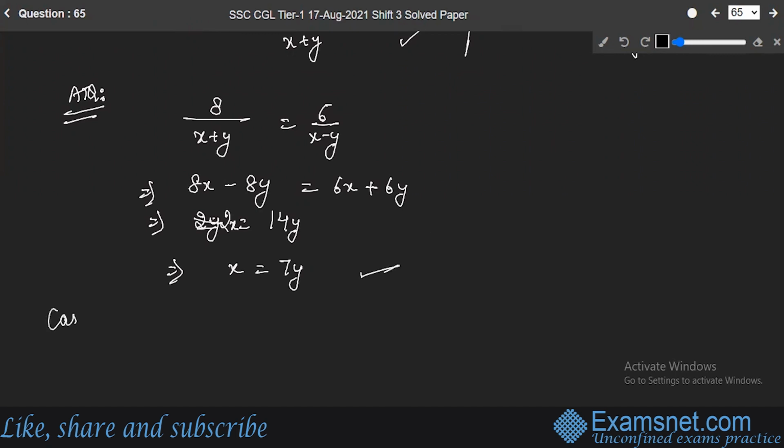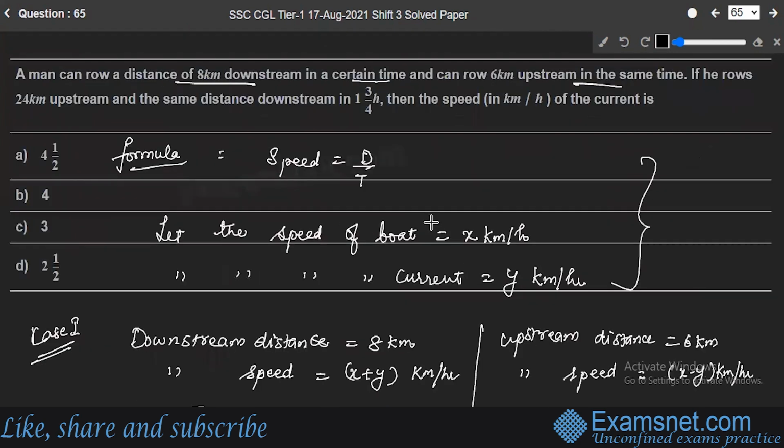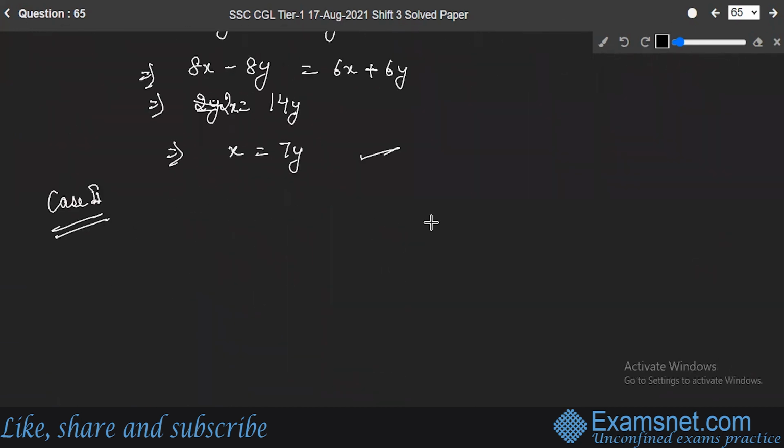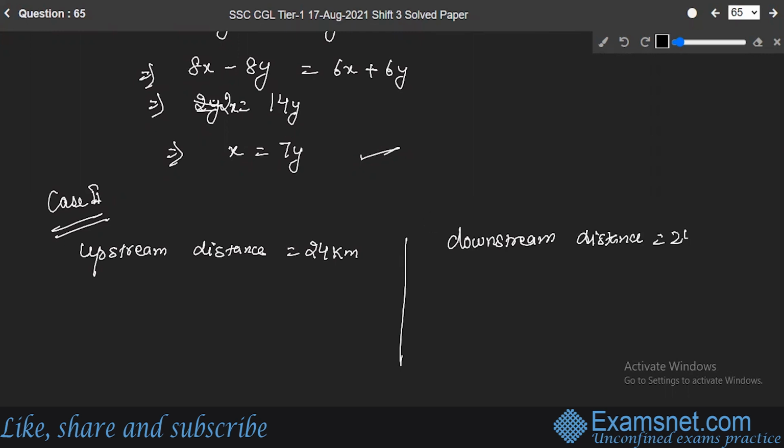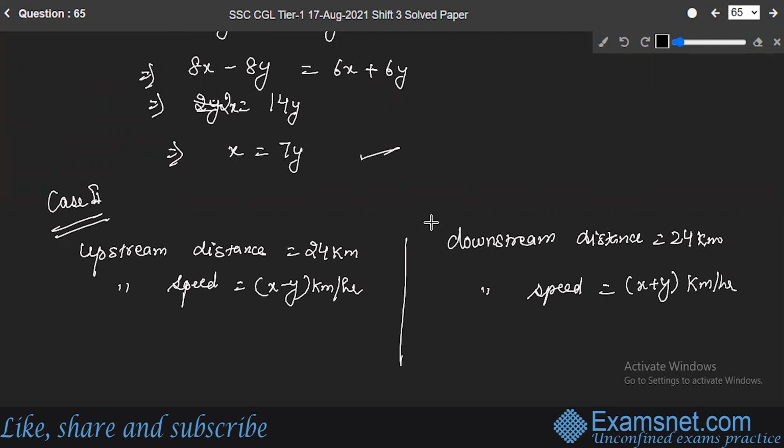Now I'll be picking up the case 2. In the case 2, it has said that if we row 24 kilometers upstream and the same distance downstream in 1 3 by 4 hours. So in the case 2, upstream distance is 24 kilometers and the downstream distance is also 24 kilometers. Now upstream speed, of course, was x minus y kilometers per hour, and the downstream speed was x plus y kilometers per hour.